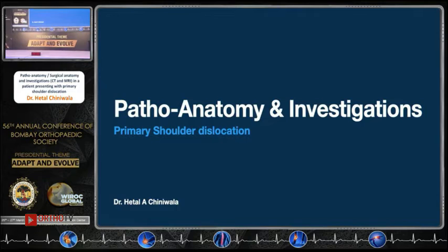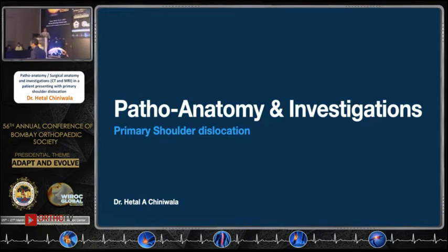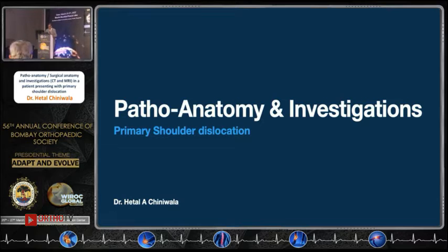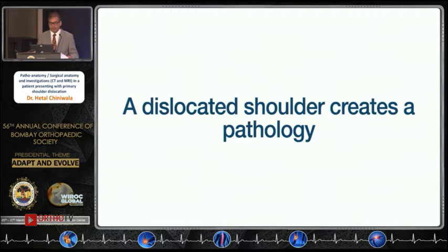Session on primary shoulder dislocation. My topic is a bit theoretical and boring, but I'll try to make it a little more interesting. So the reason we are talking about shoulder right now is because it is an inherently unstable joint, because it is statically unstable. The ligament capsule support is also anatomically variable, and there is a lot of dependence on dynamic stability. And that's why the level of inherent stability in every shoulder is different.